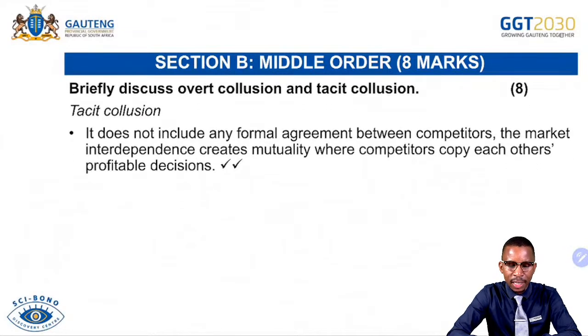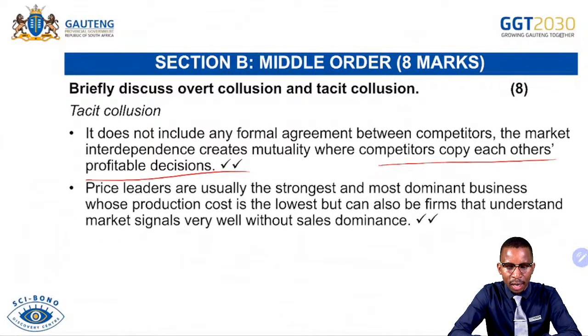So we continue. It does not include any formal agreement between competitors. The market interdependence creates mutuality where competitors copy each other's profitable decisions. Price leaders are usually the strongest and most dominant businesses whose production cost is the lowest, but can also be the firms that understand market signals very well without sales dominance.